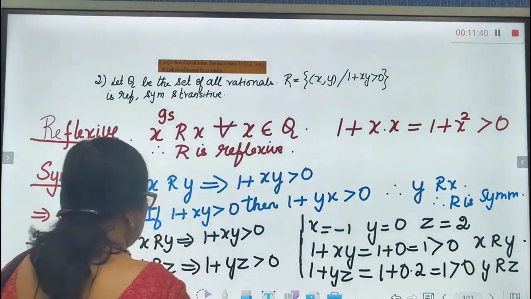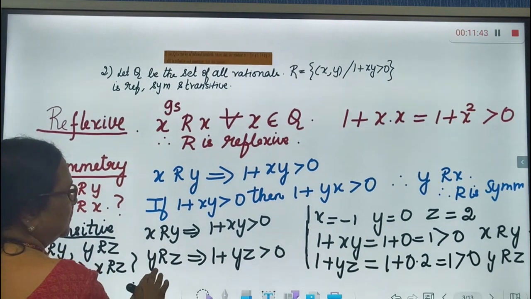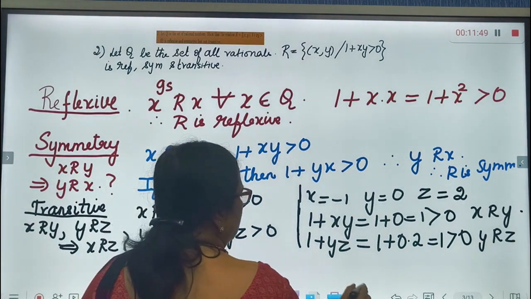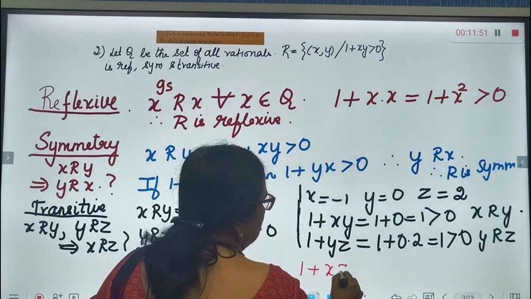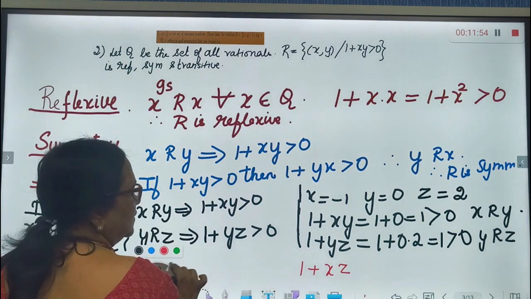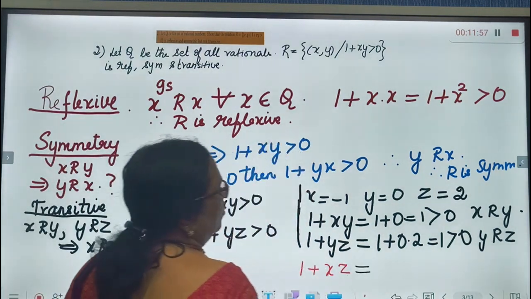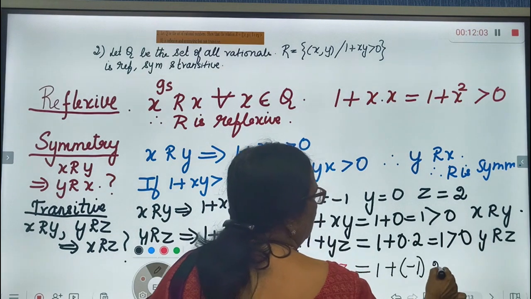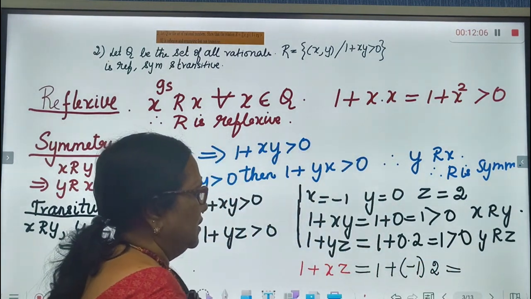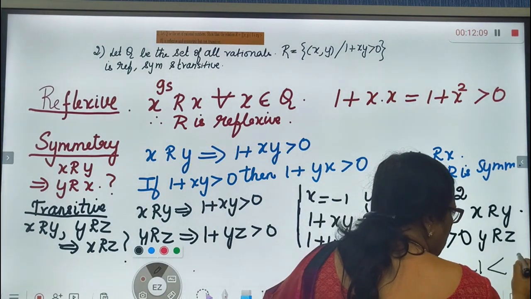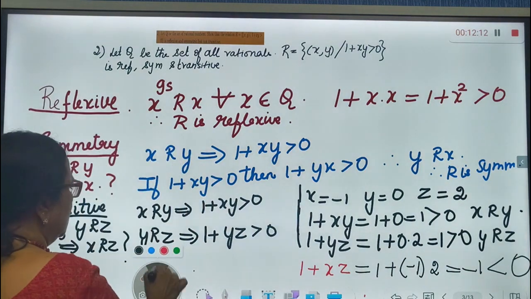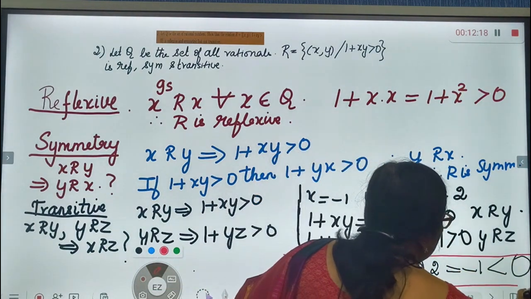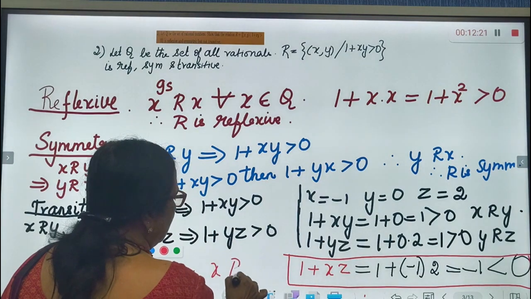Now, is x related to z? Look at 1 plus xz. 1 plus xz will be equal to 1 plus minus 1 into 2, which is 1 minus 2, which is minus 1, which is less than 0. So, x is not related to z.